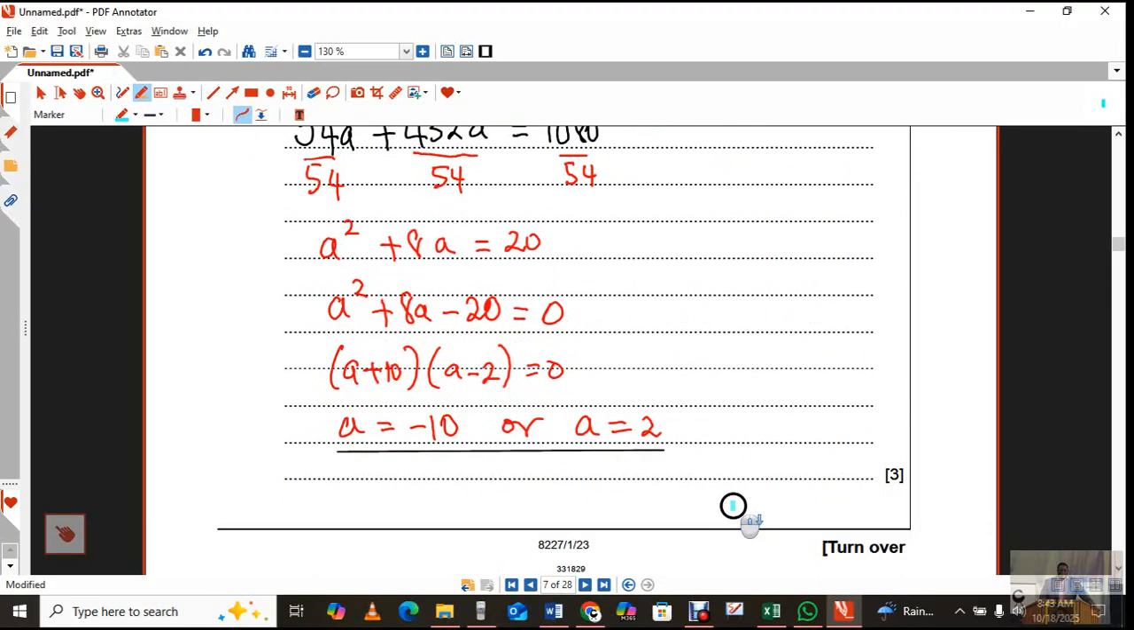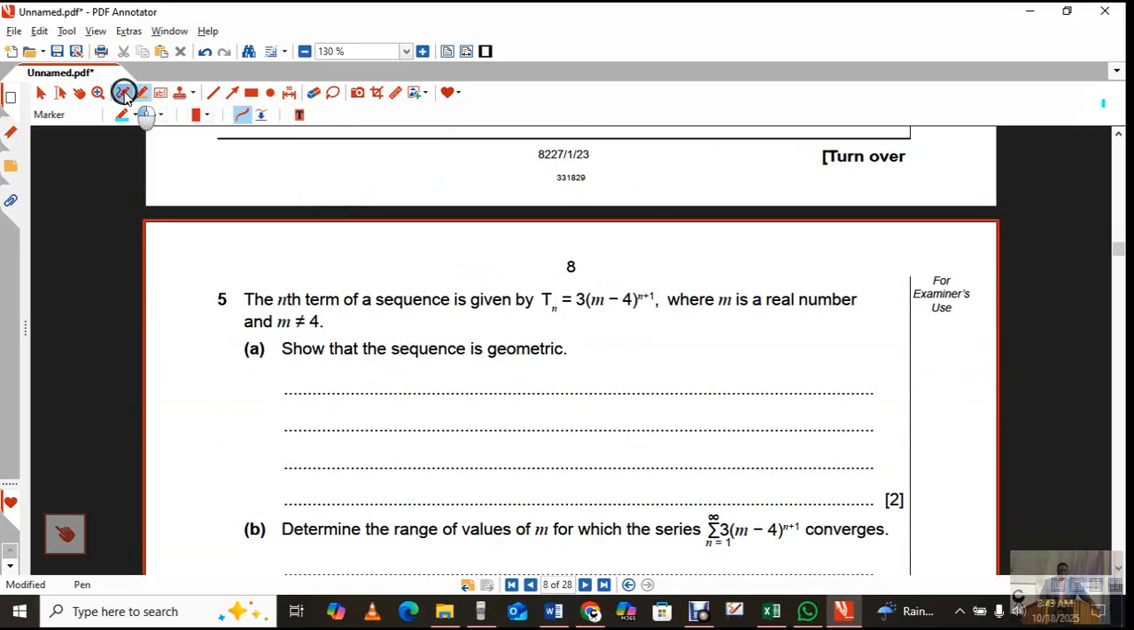Right, then we come to question 5. The nth term of a sequence is given. Now this sequence is a geometric sequence, as they obviously tell us here, and we are supposed to show that this is a geometric sequence. One way that you can do this is by looking at what is going to be the first term. So the first term is going to be 3m minus 4, and here I'm going to put 1 here.